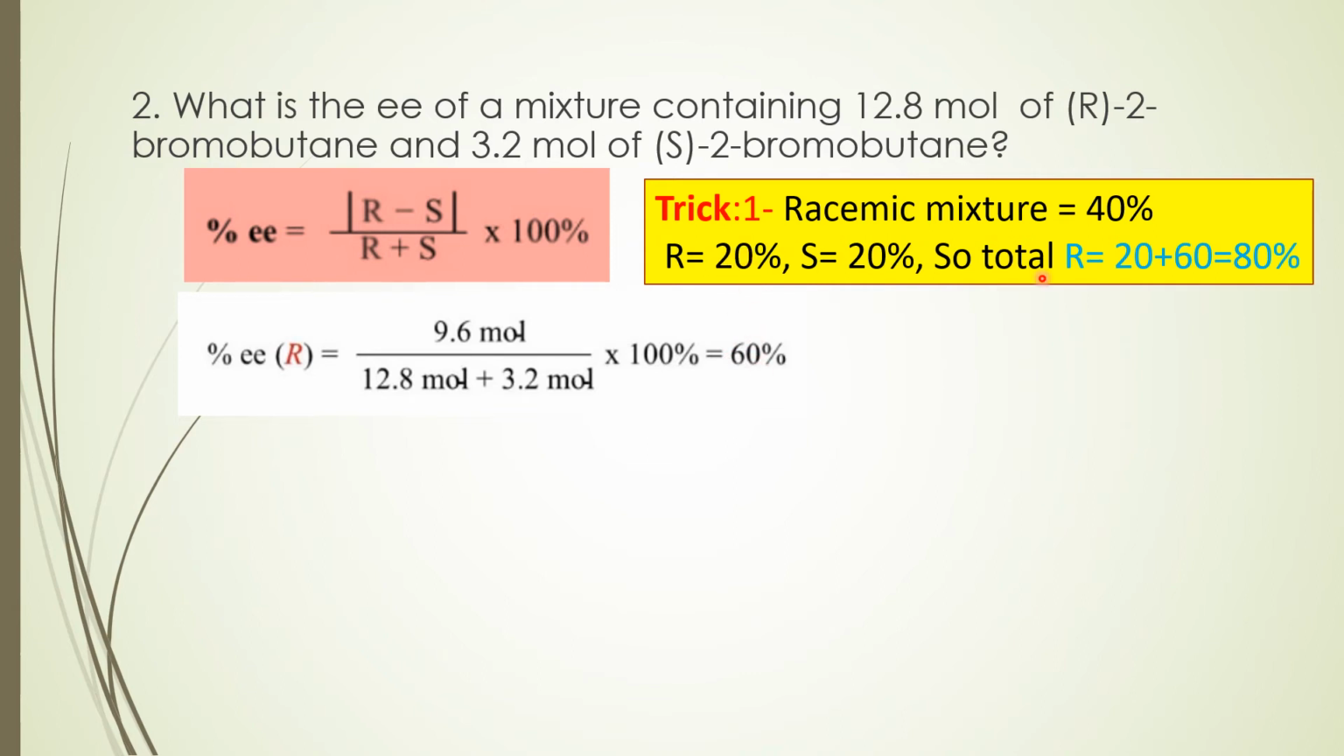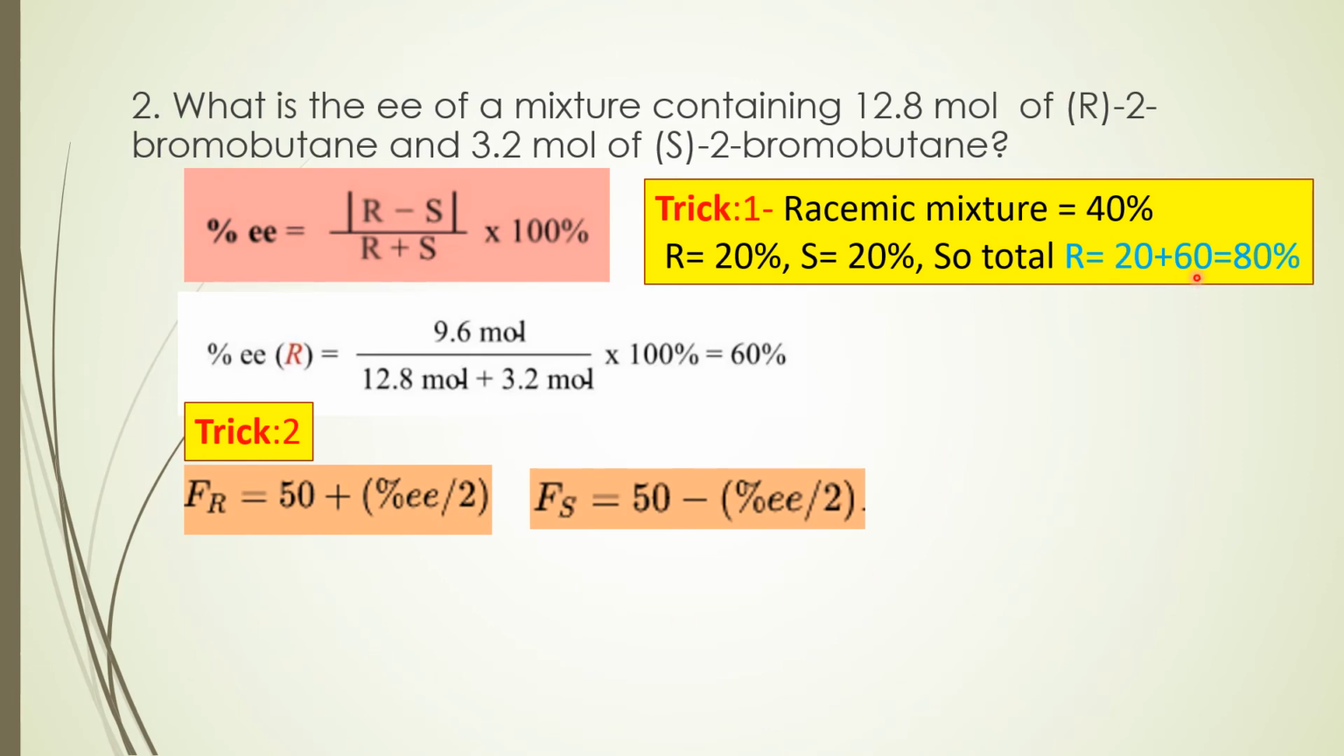So 60 plus 20 is just 80. 80% is the R enantiomer. Okay, this is trick number 1. Another way we can also find it out. Another method, that is trick number 2. How to find out? This is the answer. Okay, and another way also we can find out.